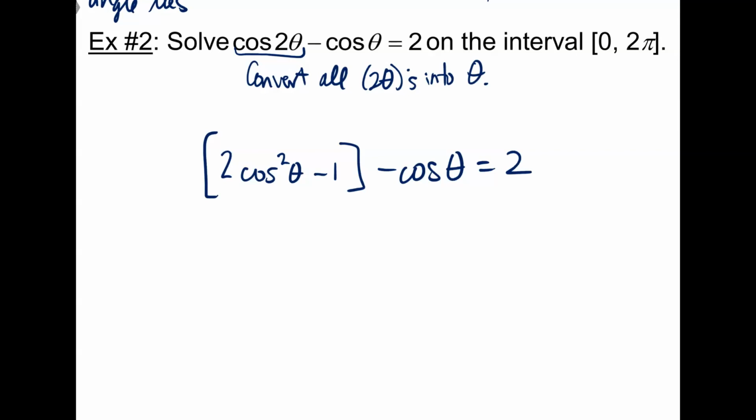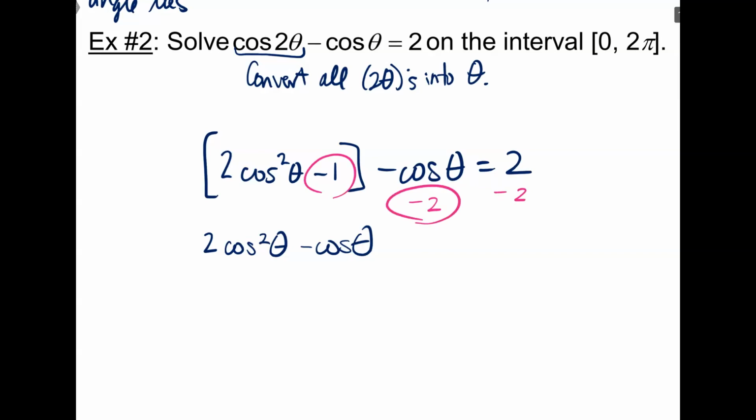Okay, let's move everything and have it on one side. I'm just going to rewrite this: 2 cosine squared theta minus cosine theta. And then I have to subtract 2 from both sides to move this over. So I have negative 1 minus 2, which will be negative 3, equals 0.